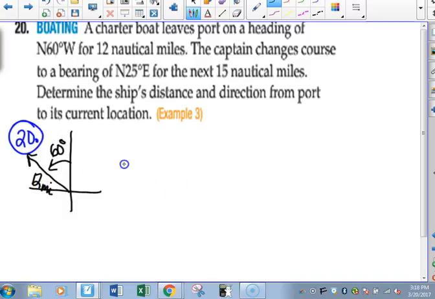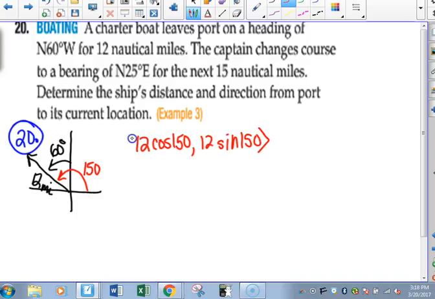All right, for components, we need it off the positive x-axis or we won't get the right signs. So what are we going to use? Plus 90 would be 150. Everybody okay? 12 cosine 150 and 12 sine of 150. And that's the charter boat. Oh, then that's his first leg of his trip. Got it. Then what happens is the captain decides to change course.